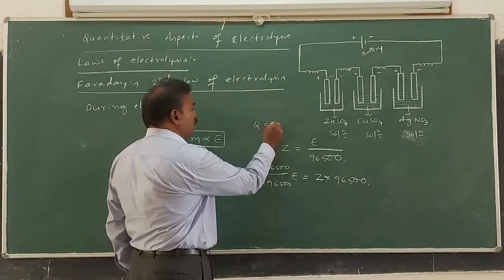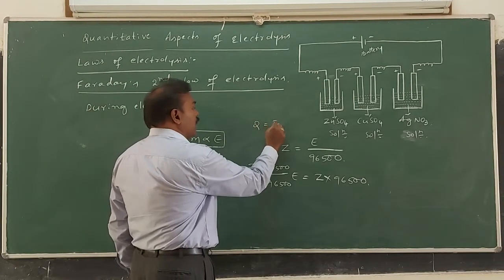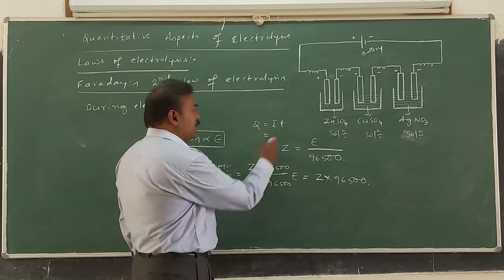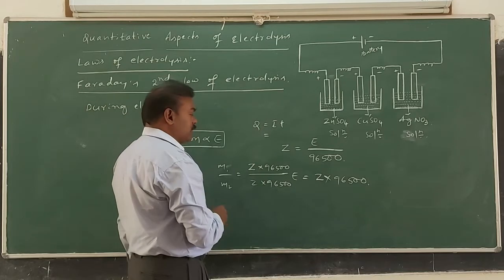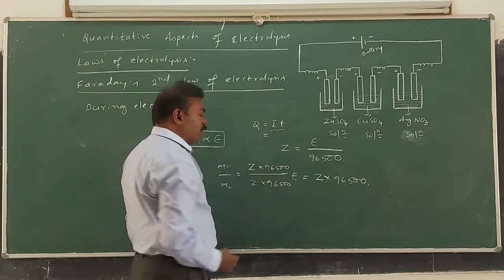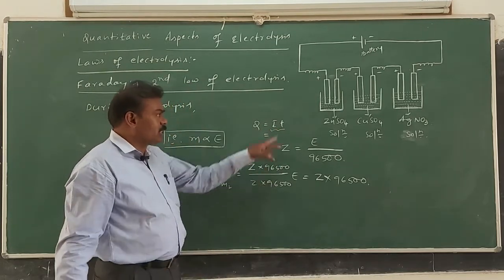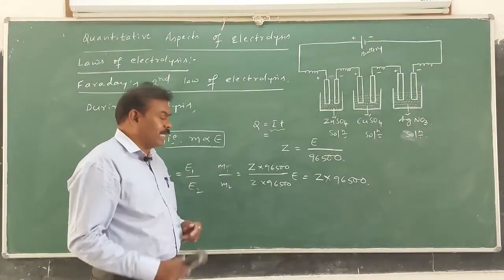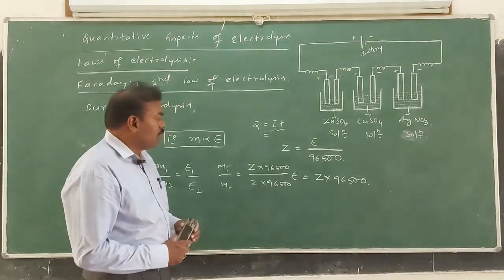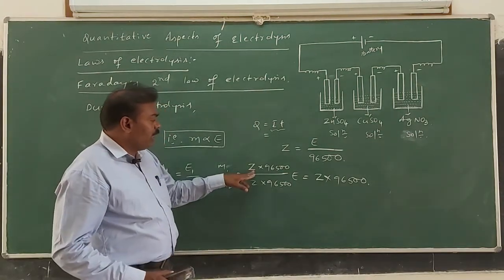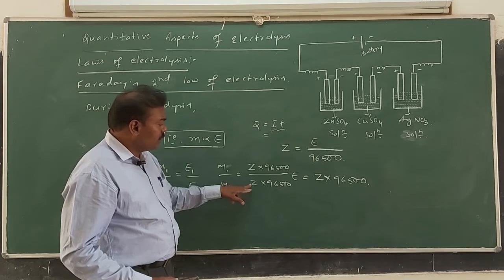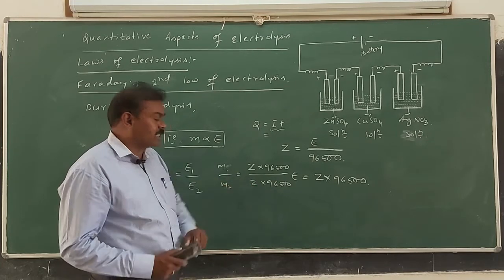Suppose Q is equal to I into T, where I is called current strength and T is time in seconds. So 96,500 coulomb of electricity is passed through the different electrolytic solutions. How much substance will be deposited? Following all of you. Here the value of E will be Z into 96,500, and here also the value of E is equal to Z into 96,500.